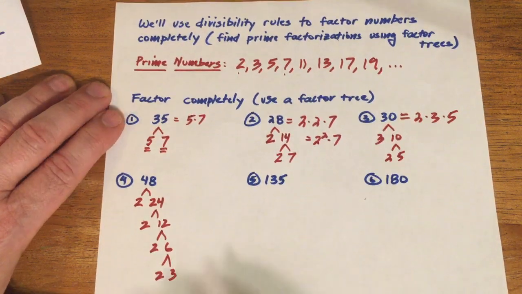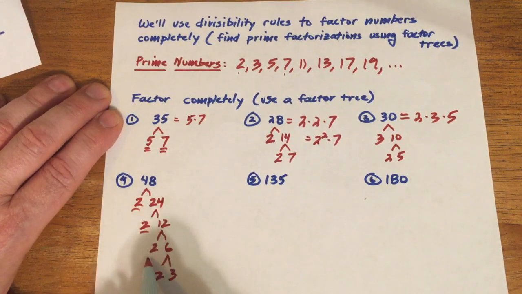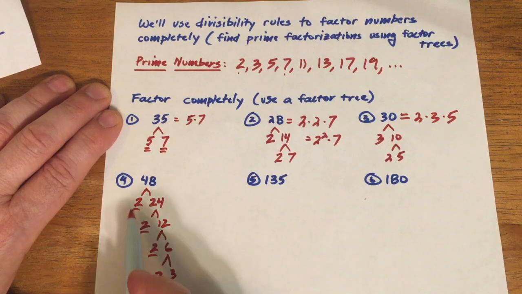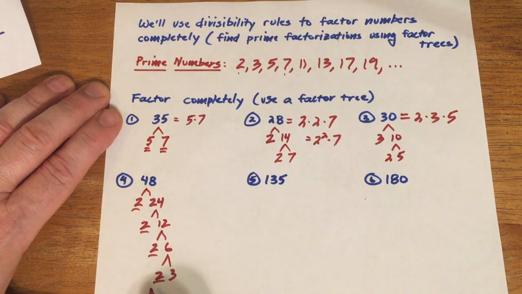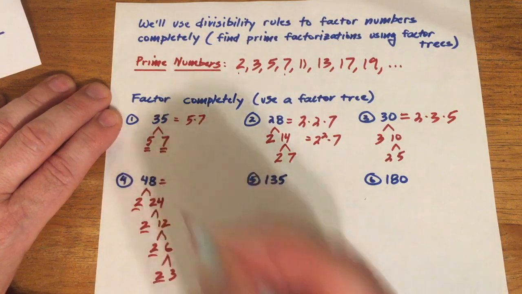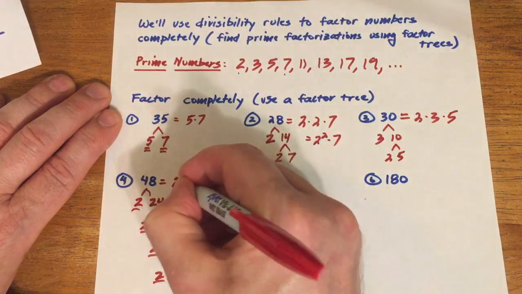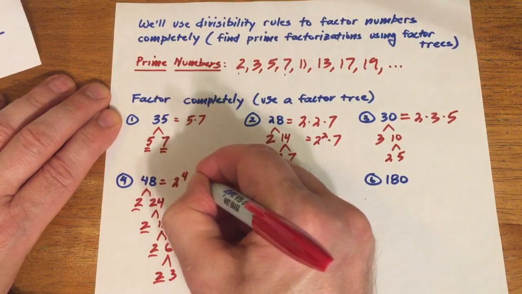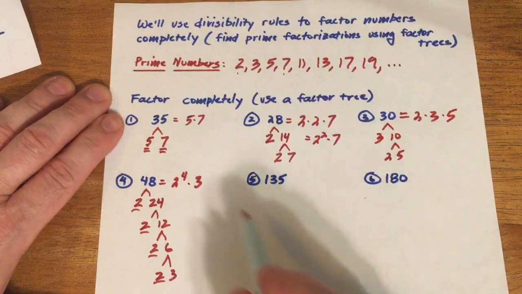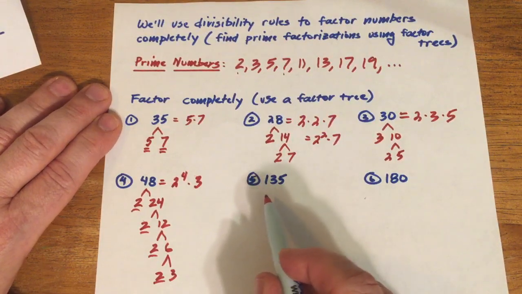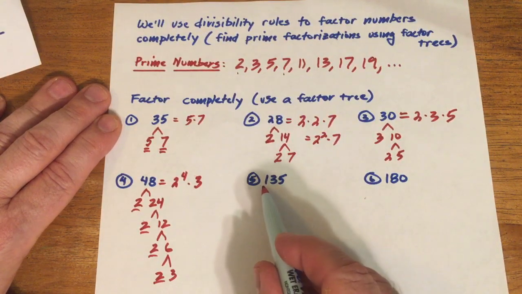So on our tree, we're going to end up having 2 multiplied 4 times and a 3. And we'll write that here as 2 to the 4th times 3. Let's try number 5. With number 5, what we've got right here is 135.